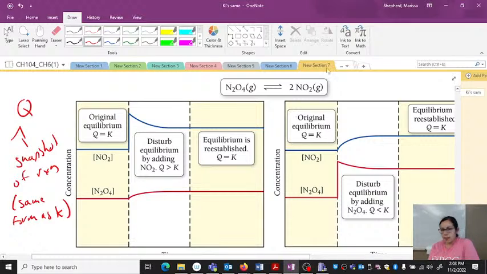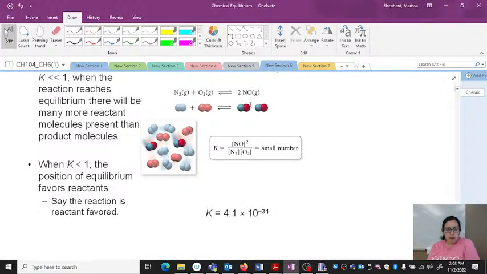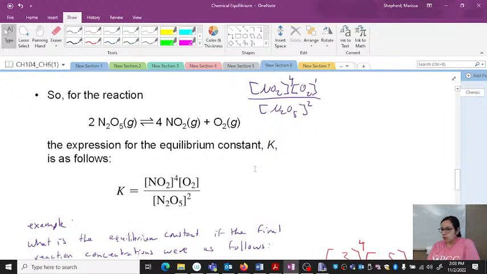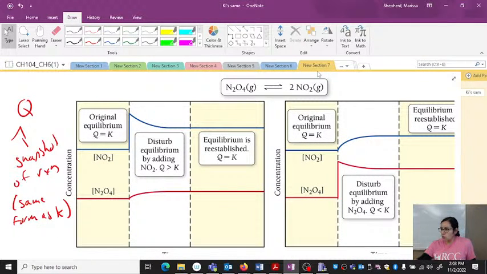So all that's saying, if we go back to our formula for what K was, Q is the same form, it's just that it's not at equilibrium. So Q is just our snapshot. We still plug in, we still do the same thing, raising it to the power of the appropriate coefficients. It's just that Q is looking at a certain point in time, so it may not match K.